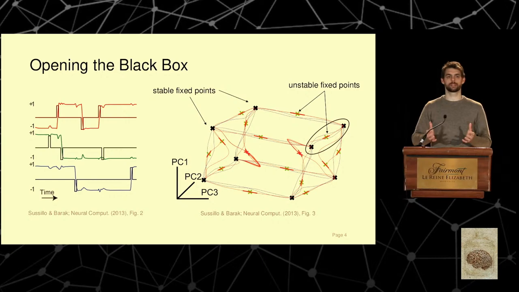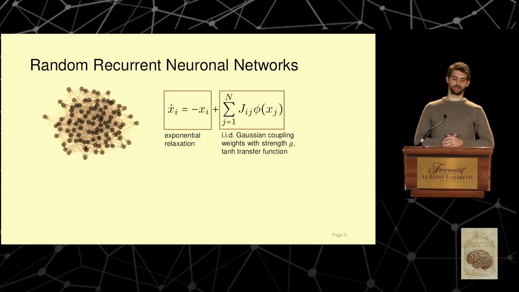So what we wonder now is what happens if the dimensionality of the activity is high, and can we then still understand something about the underlying state space? To this end, we considered random recurrent neural networks. More concretely, we considered the model proposed by Sompolinsky, Crisanti, and Sommers, where the single neurons simply undergo an exponential relaxation to some baseline state if there's no recurrent input. The recurrent input is mediated by some nonlinear transfer function phi, which will be a hyperbolic tangent for concreteness here. And the most important part is the connectivity matrix, which will be assumed to be independent, identically distributed Gaussian.